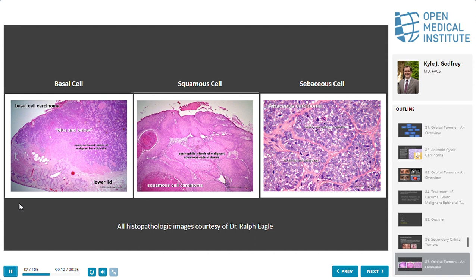Radiographic imaging is helpful, having a really high index of suspicion or being worried about these patients and following them closely over time, even if you're a dermatology colleague who excises the basal cell, to make sure that you haven't missed some orbital extension or secondary extension.